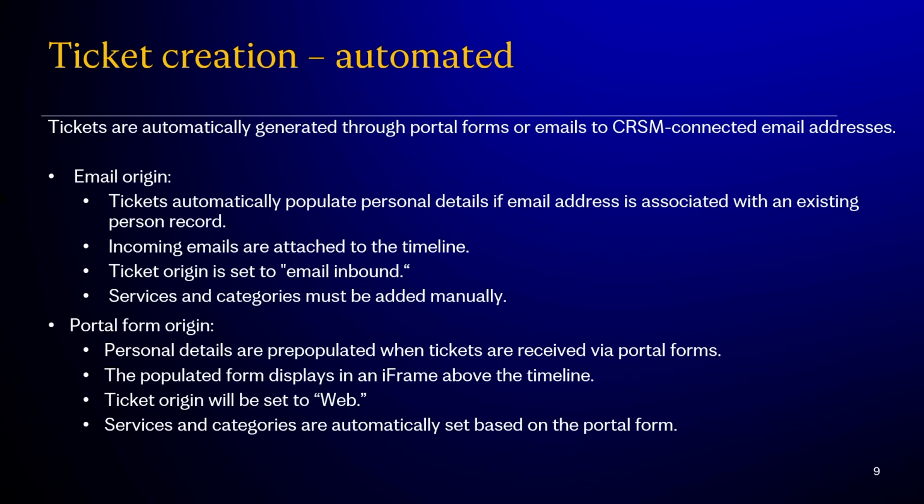For email origin, tickets automatically populate personal details if the email address is associated with an existing person record. Incoming emails are attached to the timeline, and the ticket origin is set to email inbound. Services and categories must be added manually.